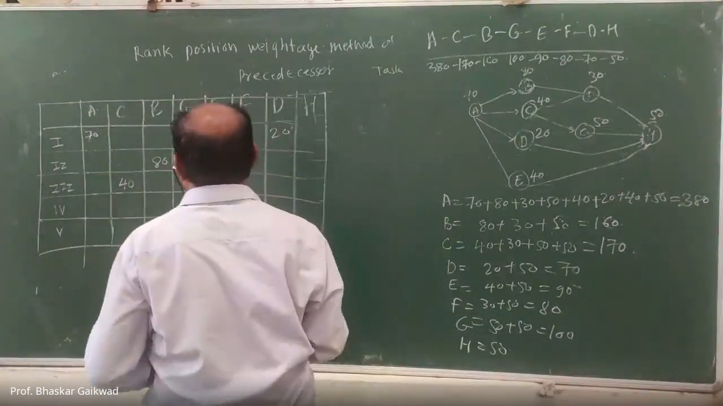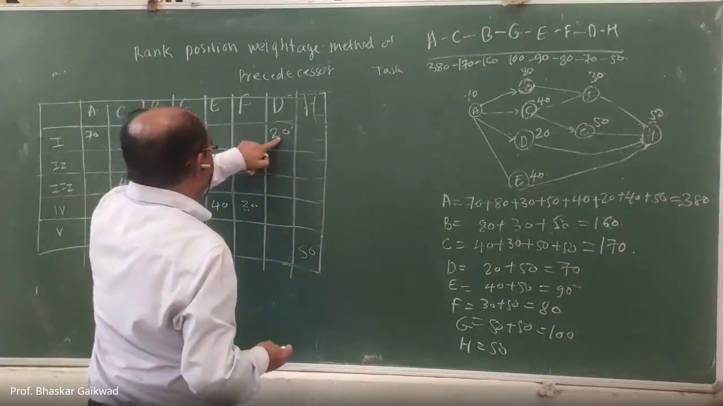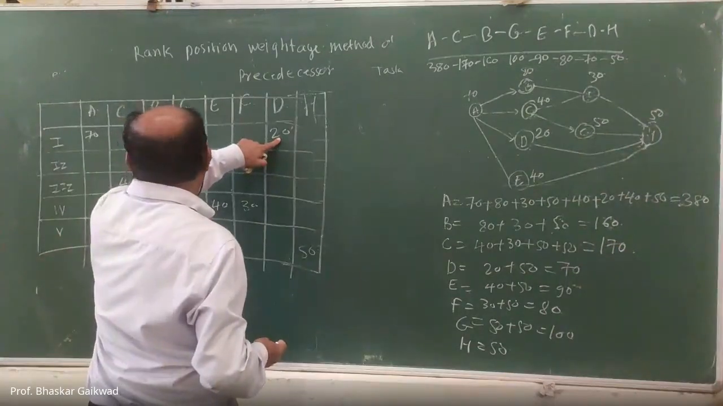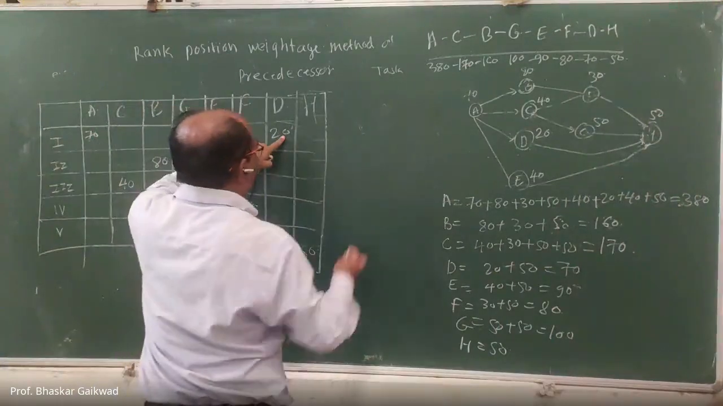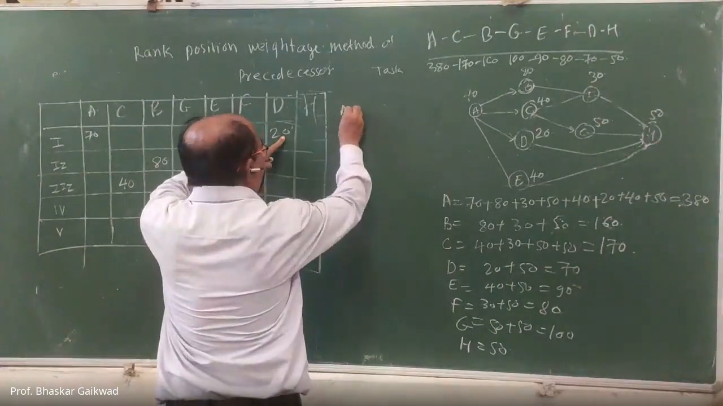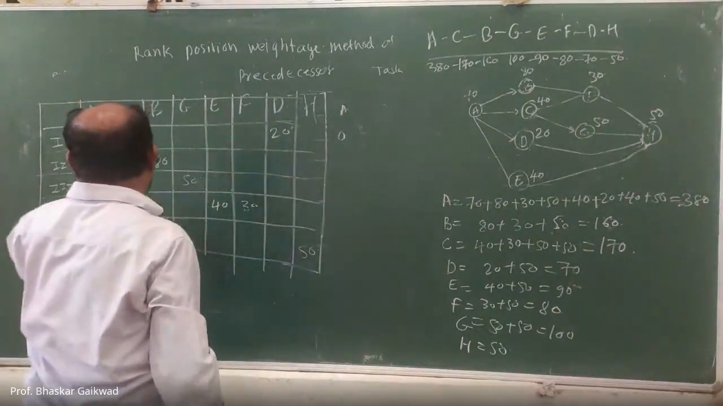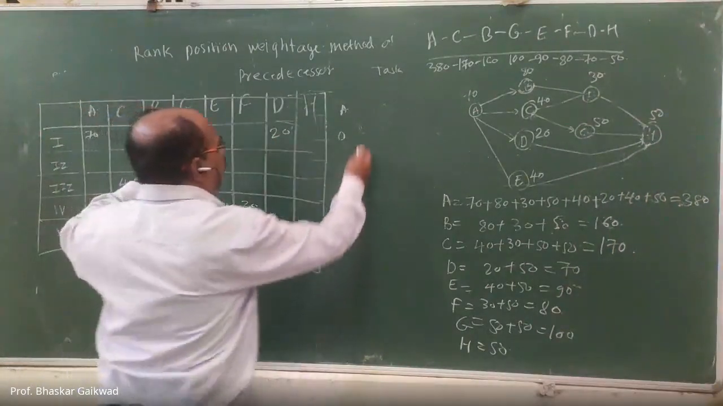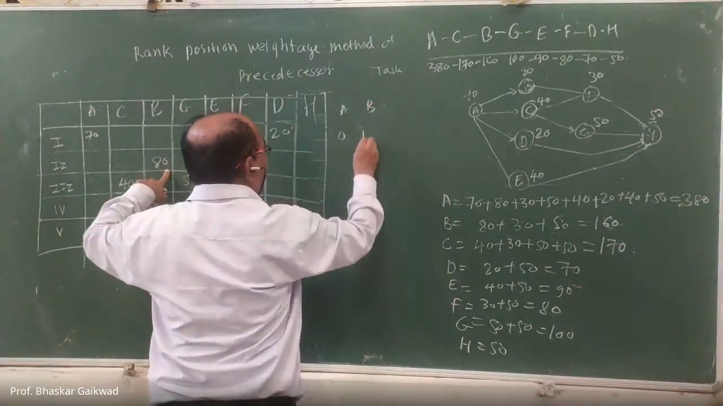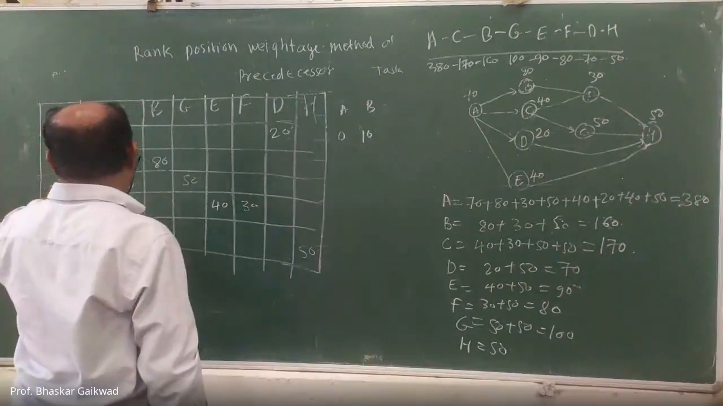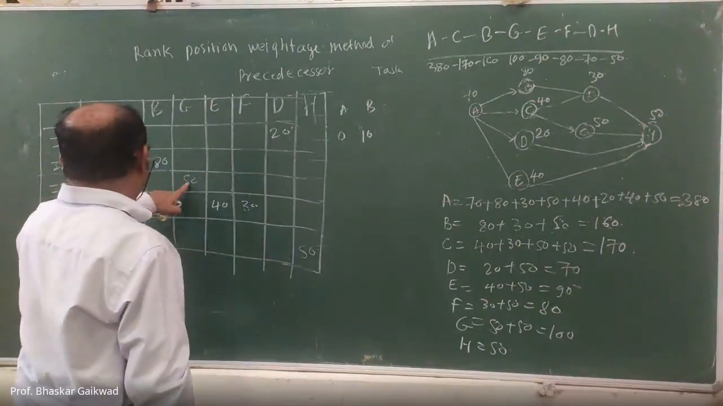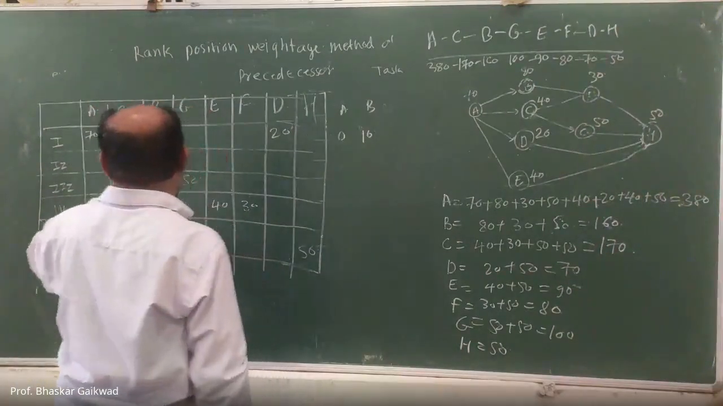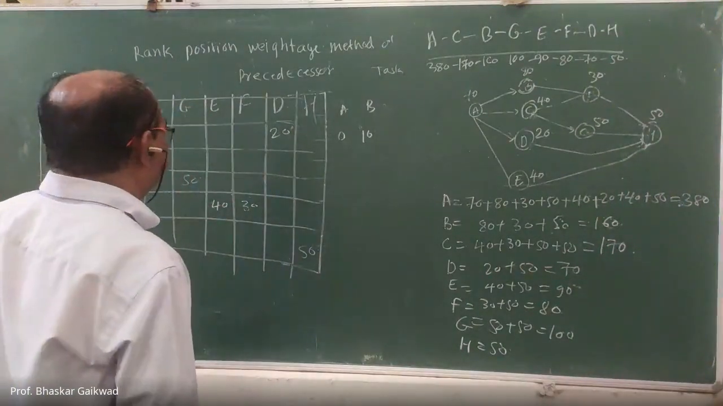So here is A and this D, 70 plus 20. So idle time for A and D is 0. For second, B, what is the idle time here? 10. Then station number 3. What is this? 40 plus 50, station number 3.